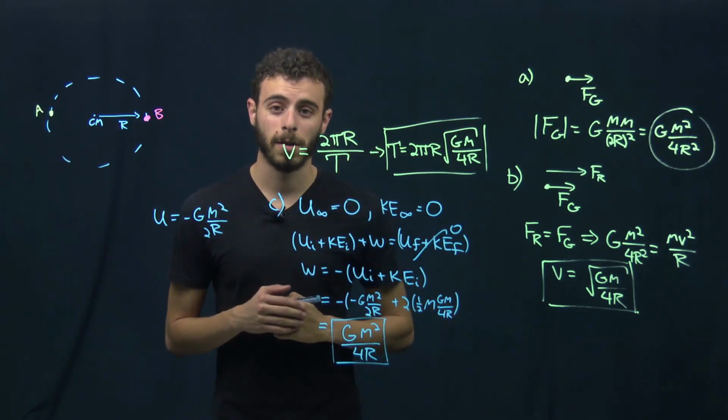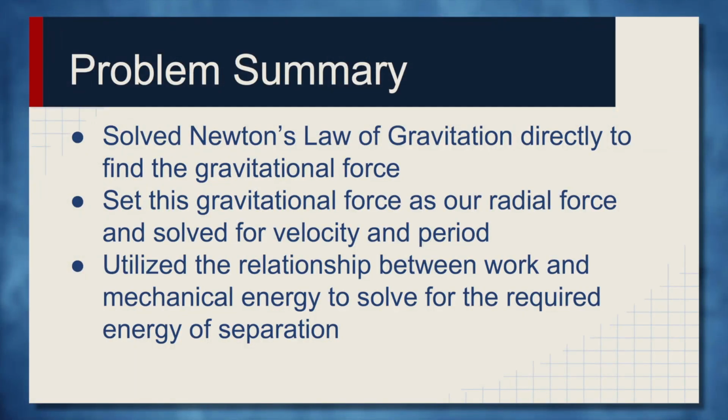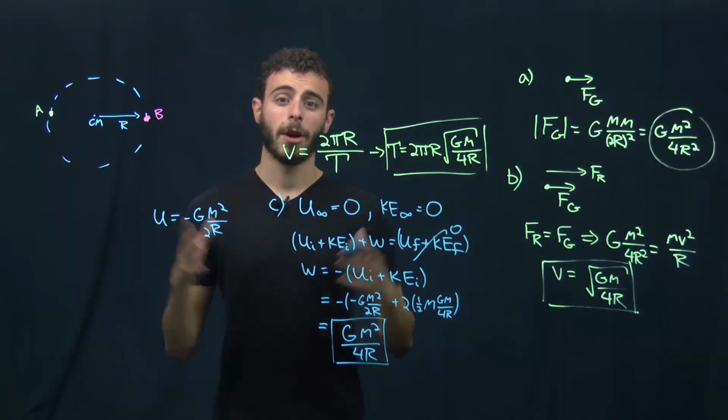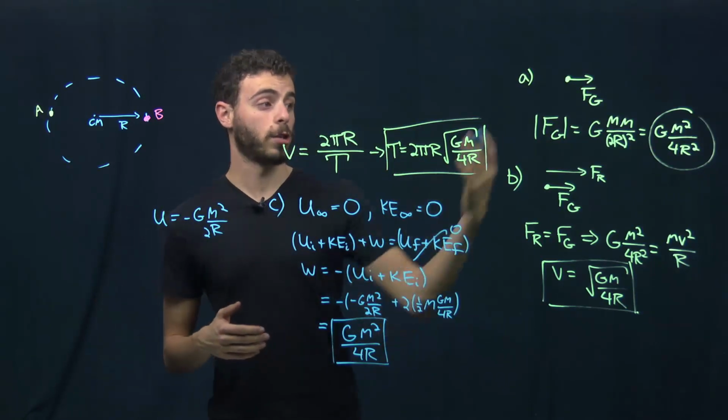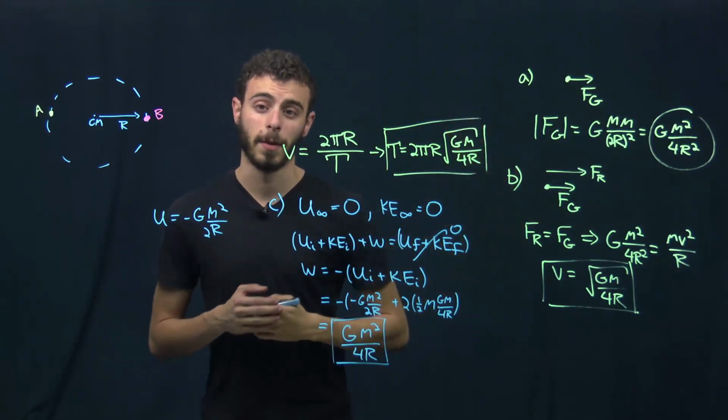Okay, so let's recall what we've done here. We first solved Newton's law of gravitation directly to find the gravitational force of one star on the other. Then we saw that this gravitational force was our radial force and solved the condition for uniform circular motion. We then used this to solve for the period as well. And finally, we utilized the relationship between mechanical energy and work to solve for the required energy to separate these stars to infinity. I hope this video was helpful, and I hope you get some idea of how to apply the more general form of the force of gravitation and the potential.